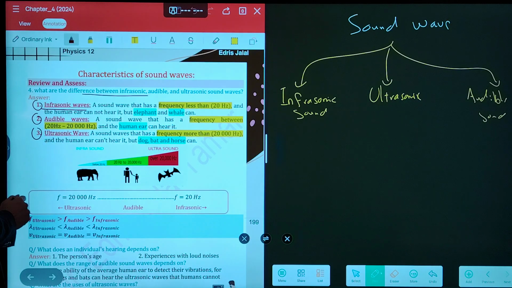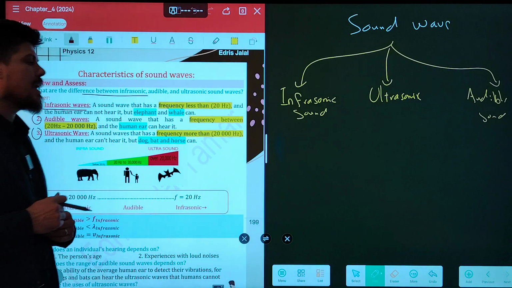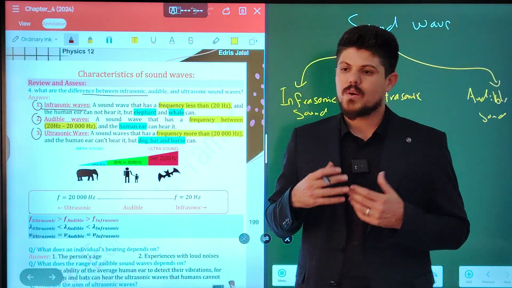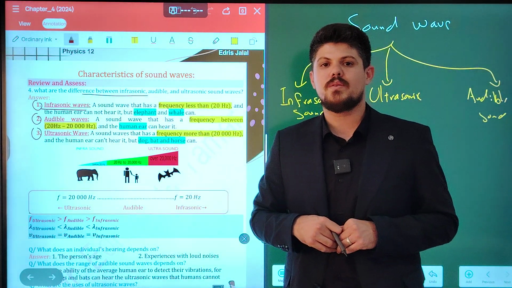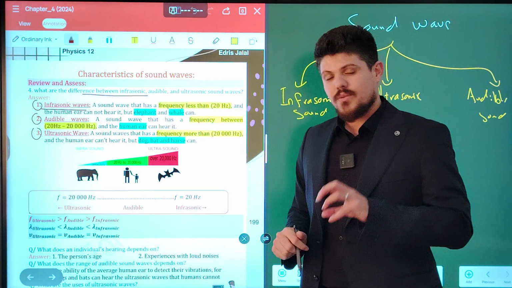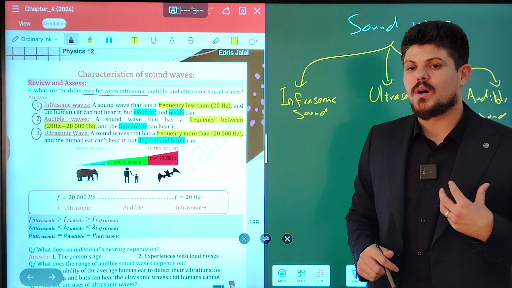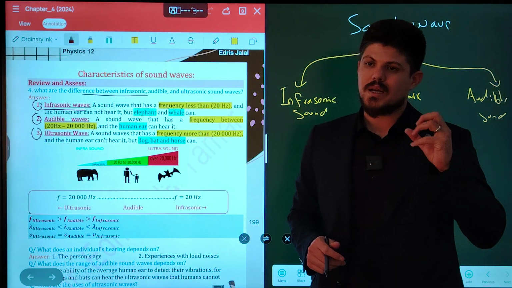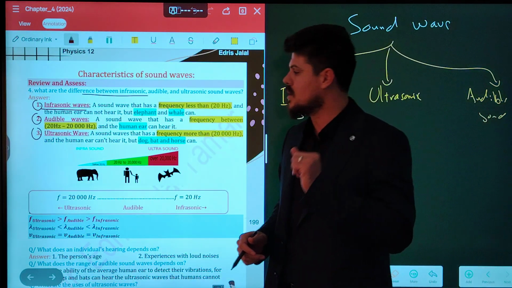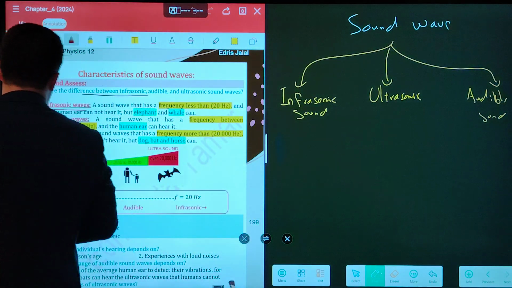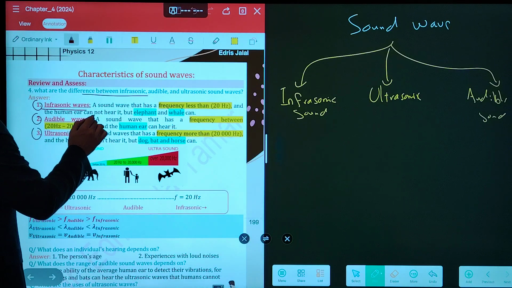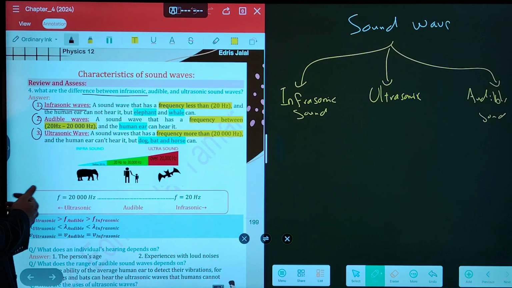What is an infrasonic wave? A sound wave that has frequency less than 20 hertz. So can we hear less than 20 hertz? No. As humans, we cannot hear this sound. The human ear cannot hear it, but elephants and whales can hear it.